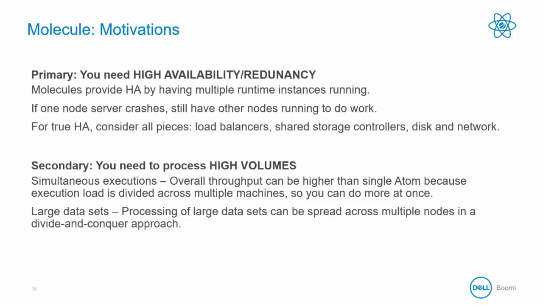So what would make you choose a Molecule over an Atom? Well, that would be if you need high availability and if you process a high volume of data. If that's the case, then a Molecule might be right for you. Molecules provide high availability by having multiple runtime instances running. So clearly you have more processing power to do more at the same time. The setup also provides great failover capabilities. If one node server crashes, you still have other nodes running to do the work.